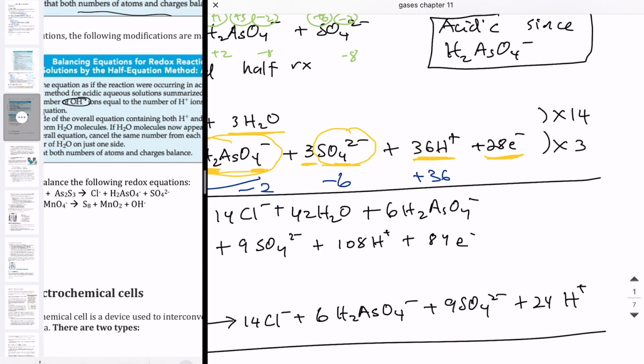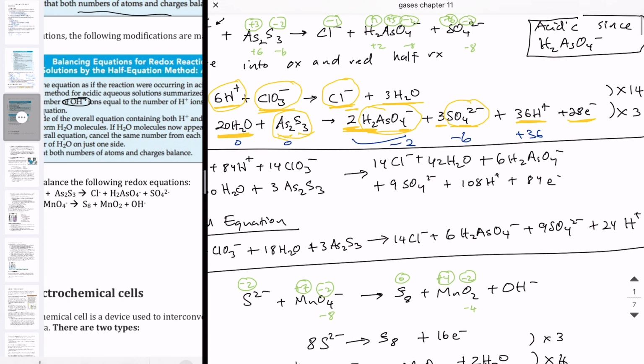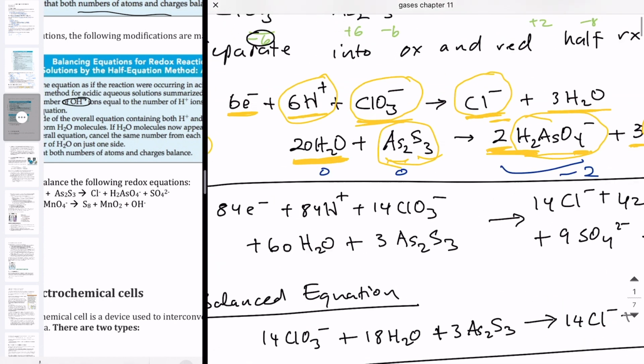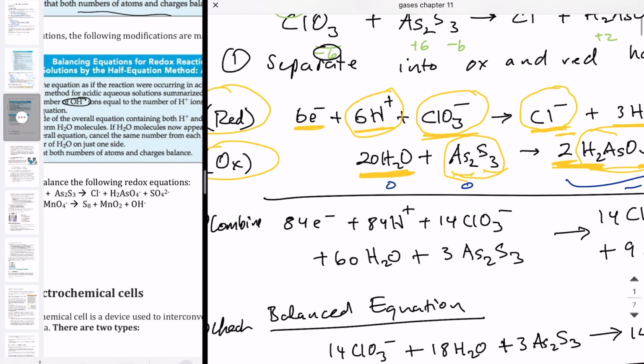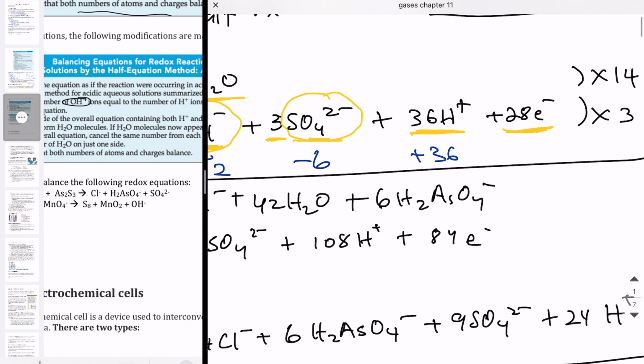Okay? And then once I have all that, the next step is I need to equalize the number of electrons. So remember that the electrons that are given away have to match the electrons that are being accepted. So currently, if I just look at the number of electrons, I have 6 electrons for the reduction. I have 28 electrons for the oxidation. So those things don't match.